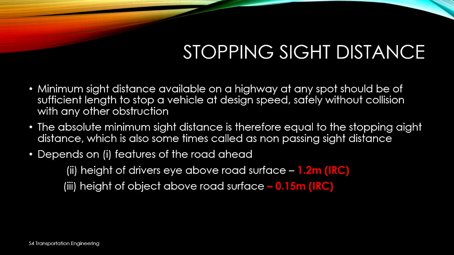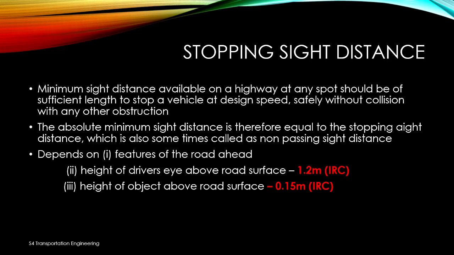So let's come to the first one, that is stopping sight distance. It is the minimum sight distance available on a highway at any spot that should be of sufficient length to stop a vehicle at design speed safely without collision with any other obstructions.